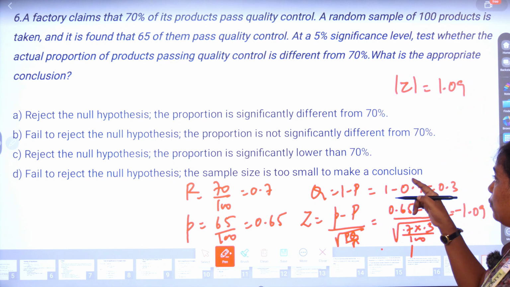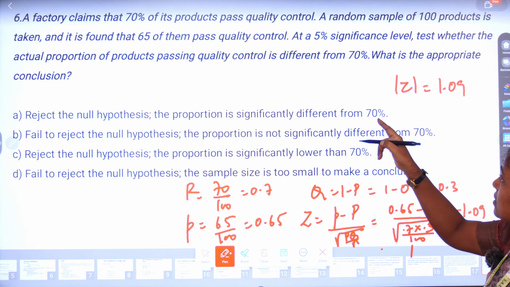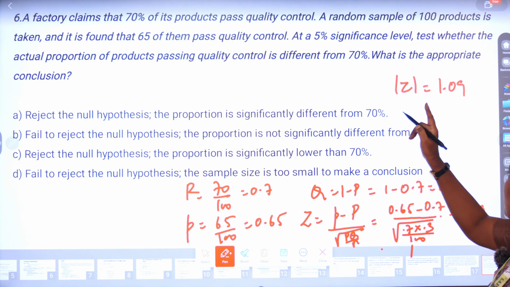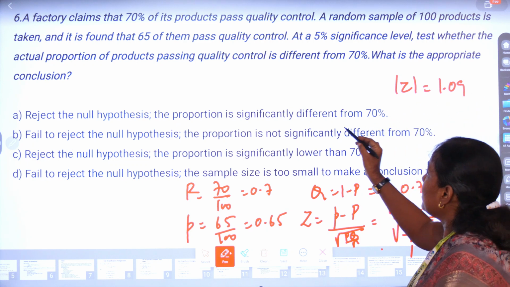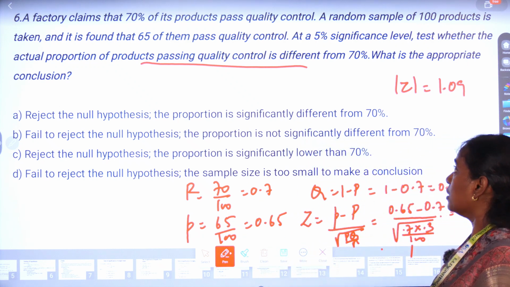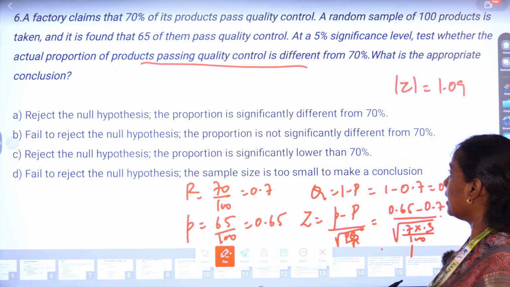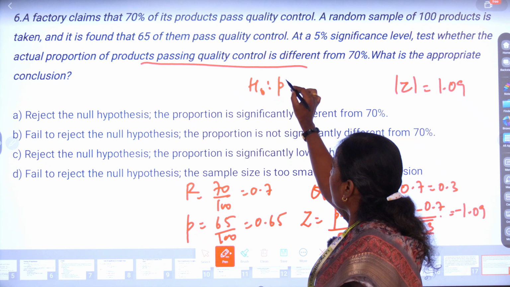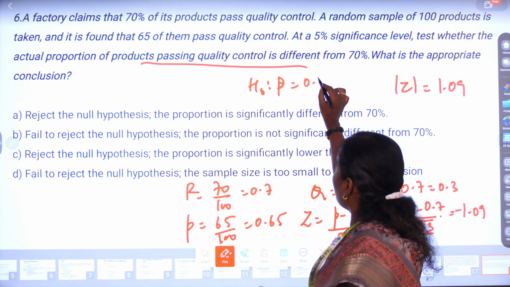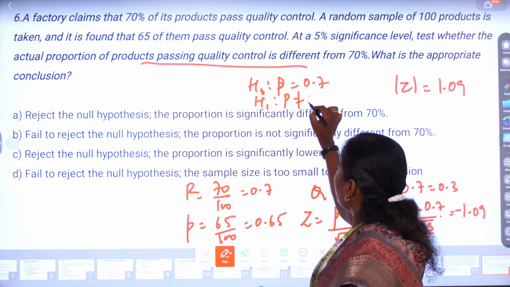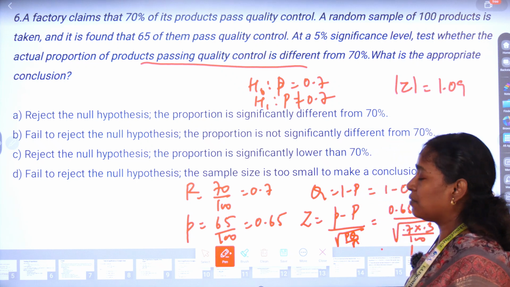Now, if you look at this, what did they ask us? What was the question? What is an appropriate conclusion? Test whether the actual proportion of products passing quality control is different. Which means that your H0 is capital P equals 0.7 and your H1 is capital P not equal to 0.7, right?